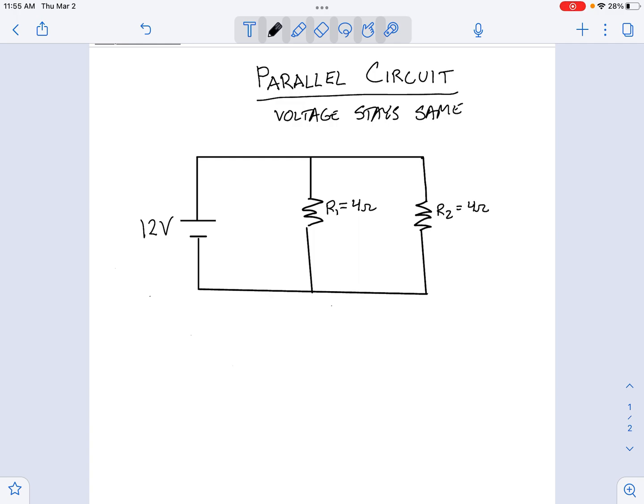And what does that mean? That means that if we looked here, we could say the voltage across resistor 1 is 12 volts, and the voltage across resistor 2 is 12 volts.